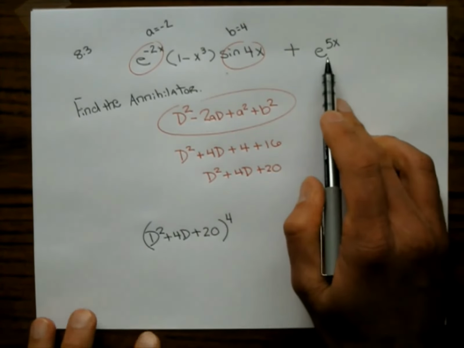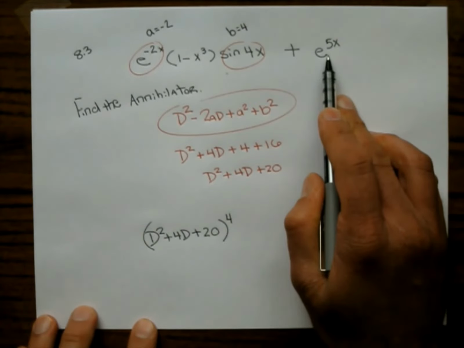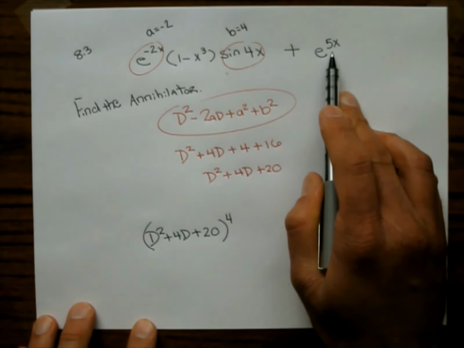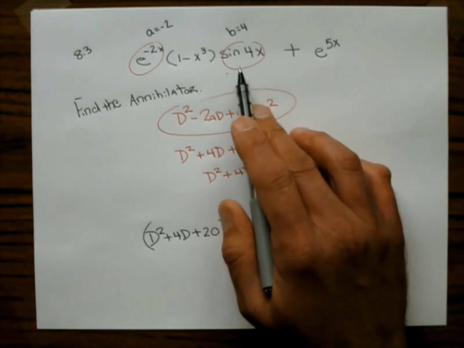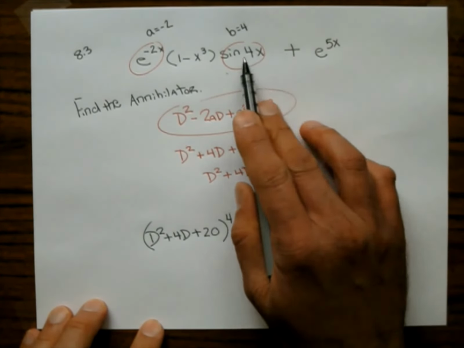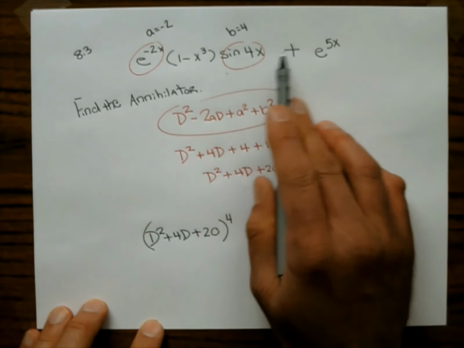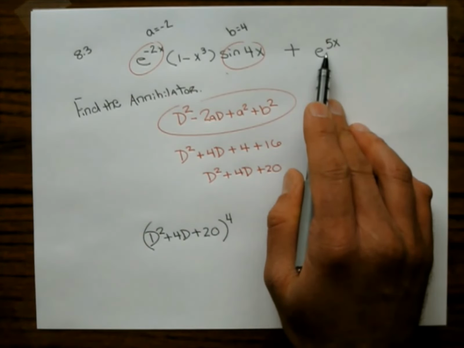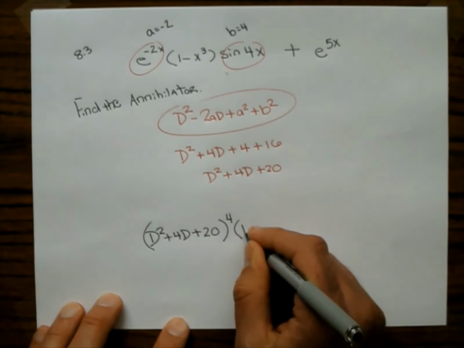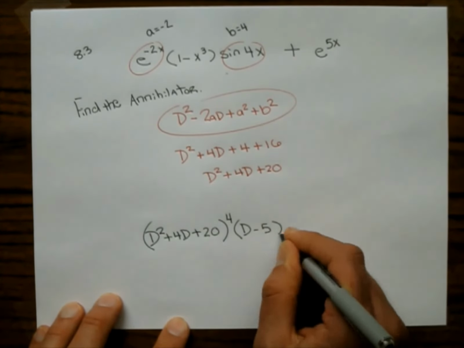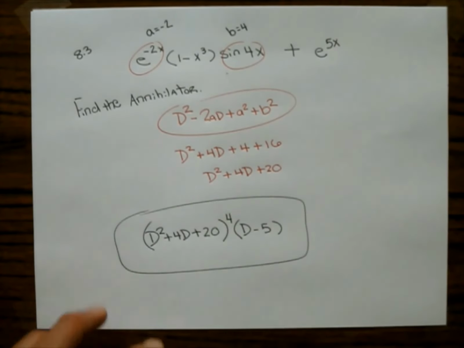Now we also have to do the annihilator for this, which is just going to be D minus 5. And if you're trying to find the annihilator of the sum of some functions, then it's actually the product of the annihilators. So I'm going to go with this annihilator times D minus 5. And there it is. That's how you find the annihilator of a function. So practice some of those. Make sure you can do those.